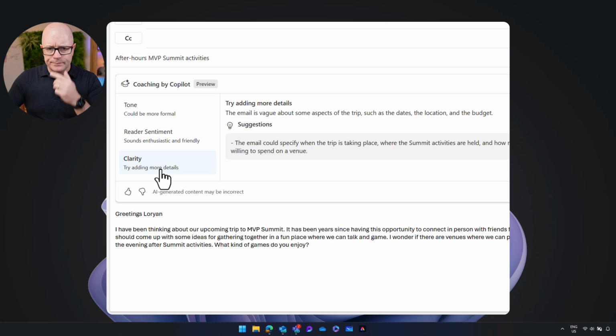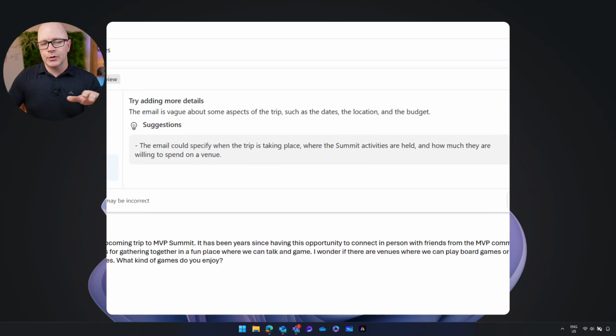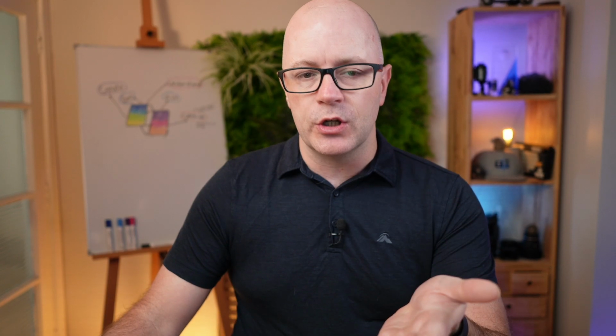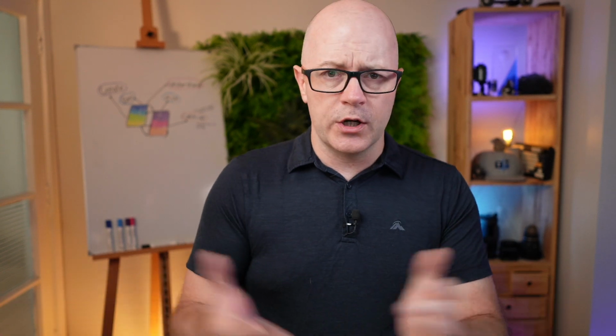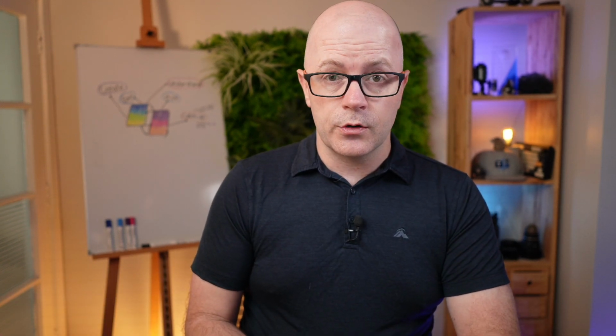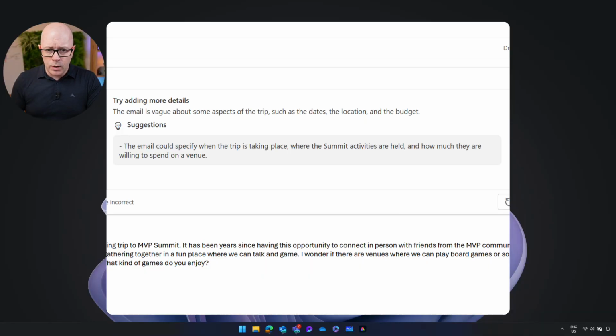Now, clarity. Email is vague about some aspects of the trip. True. I'm making assumptions, of course, because Lauren and I are planning to do this together, about the location, the budget. So, okay, these are good suggestions, that if I wanted to give a bit more context, just to remind them of some of those details, that we're going to be here for a few days, so here's the dates and here's what we should plan for. The email could specify that the trip is taking place, where the summit activities are held.